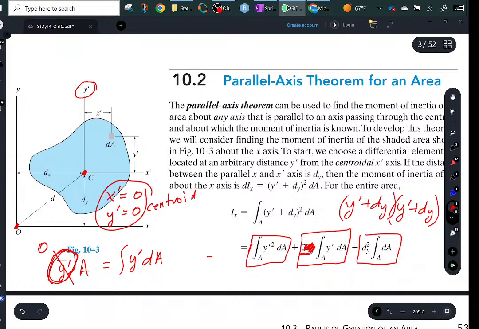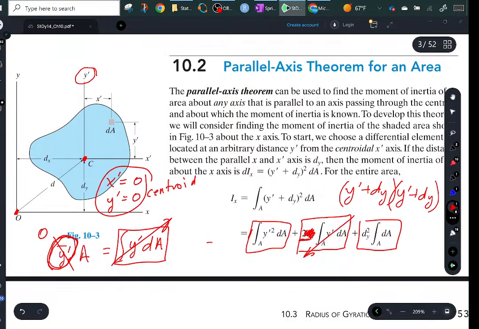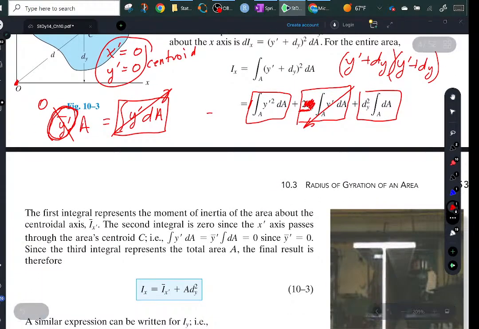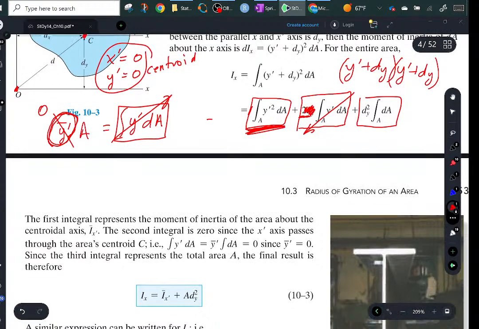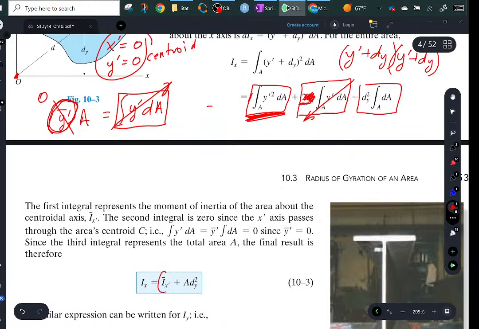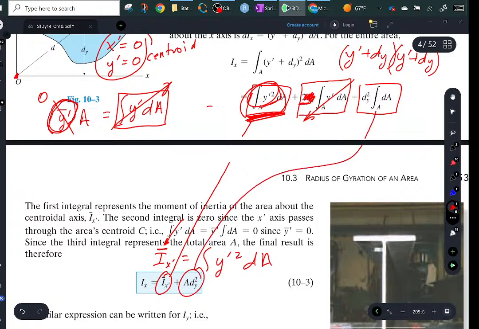And so what he says is, if you look at that, that's just 0. So this term goes away. And then what happens is you have this term, which if you stare at that, is nothing more than this term. So in other words, I bar, which is what he's indicating as associated with the centroid, y prime, is equal to the integral of y prime squared dA. So this term is in fact this term. And this term is nothing more than that term.